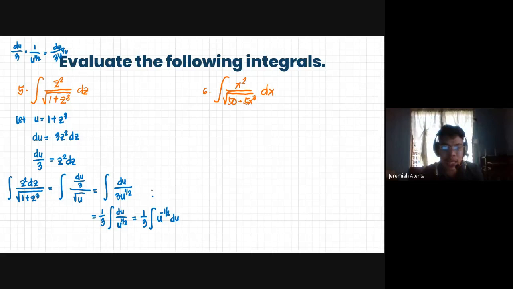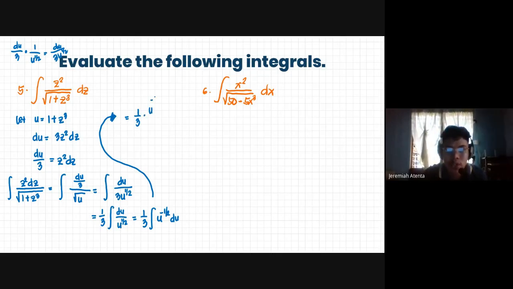Okay? So from that, we can actually solve na this one using the power rule. So we have 1/3. What is the integral of u to the negative 1/2? We will just add 1, right? So u to the negative 1/2 plus 1 over negative 1/2 plus 1, then you have plus c. Okay? And from that, we will have 1/3 times u to the negative 1/2 plus 1 is u to the 1/2. So you have u to the 1/2 over 1/2 plus c.